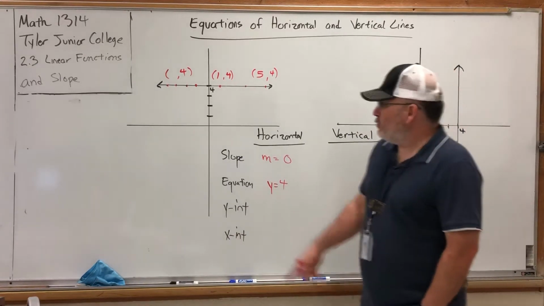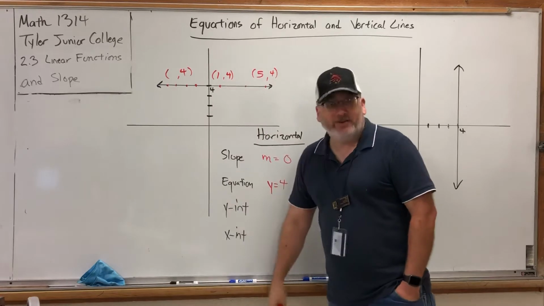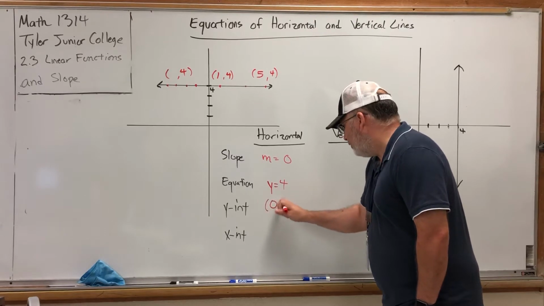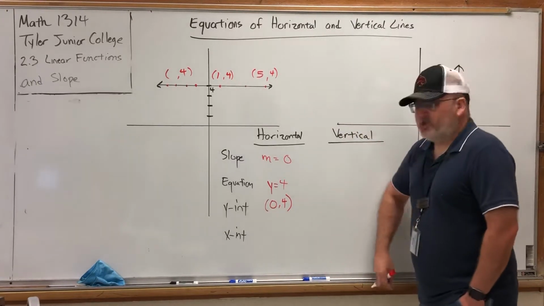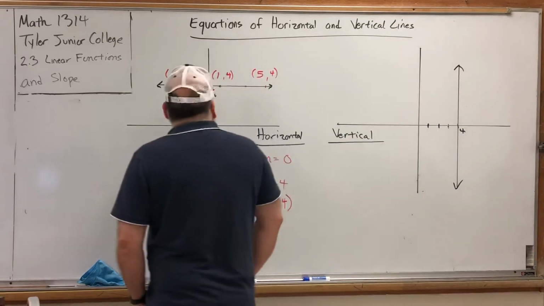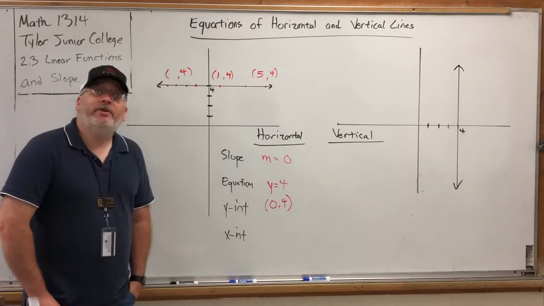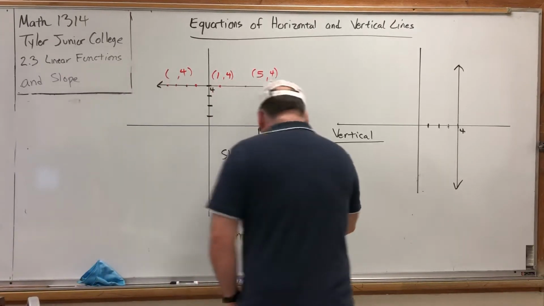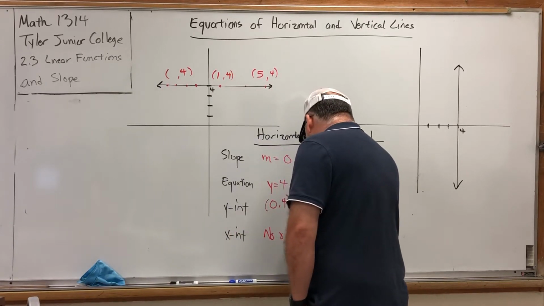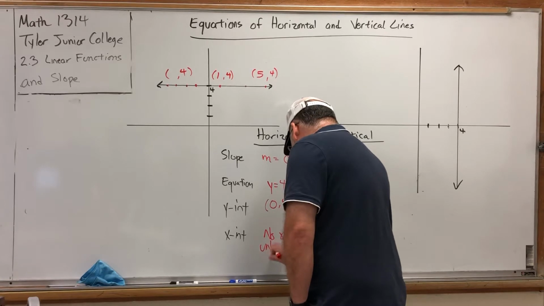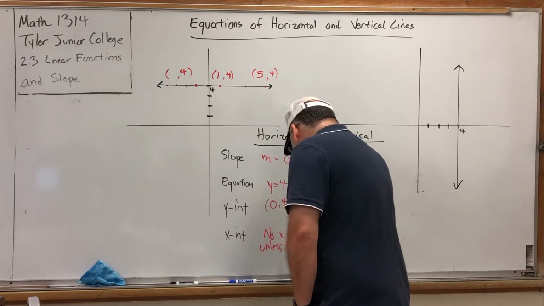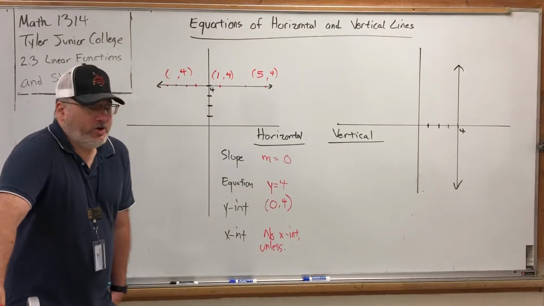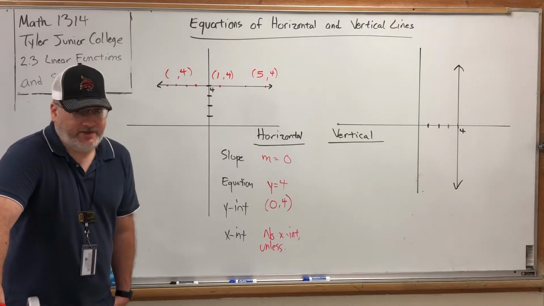So what's the y-intercept? Well, the y-intercept is where it crosses the y-axis, and on this line, all the y's equal 4. So it makes sense that the y-intercept would be y equals 4, or as an ordered pair, 0, 4. But what about its x-intercept? Well, the horizontal line will almost always be parallel to the x-axis, and as a consequence, will never intersect the x-axis. So there's no x-intercept, unless what? What's the only way a horizontal line can touch the x-axis? Answer, if that horizontal line is the x-axis.